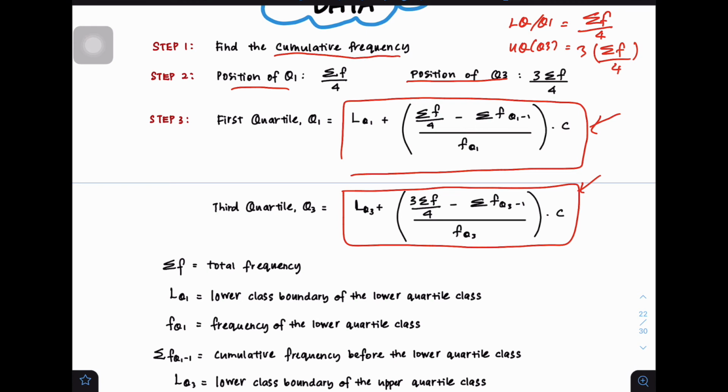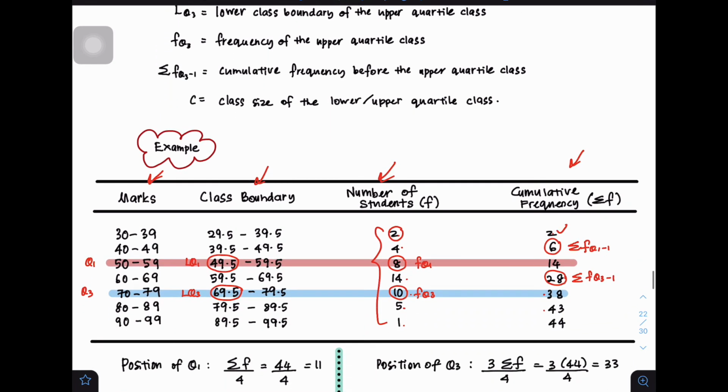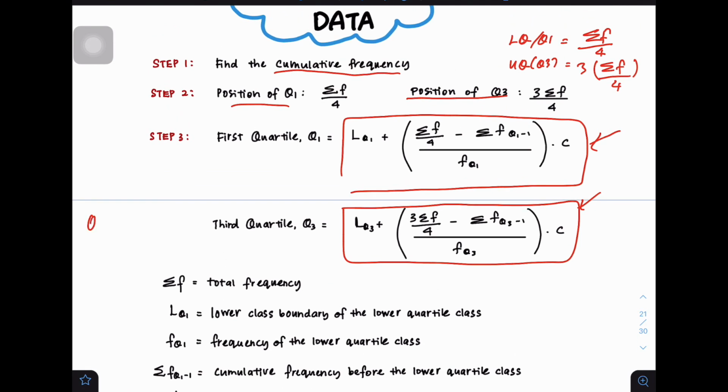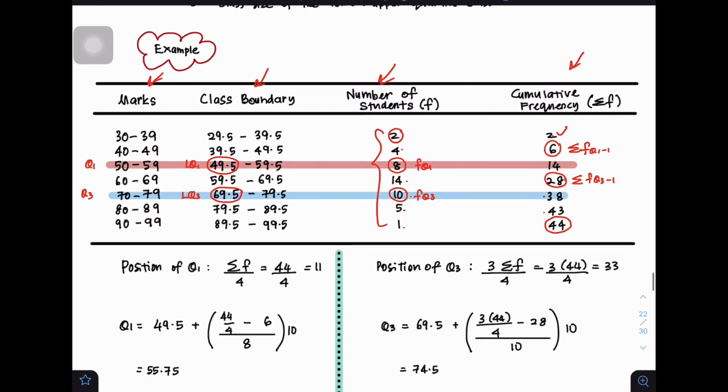Okay, contohnya untuk quartile 1, okay, frekuensi kita, total number of frequency is 44. So untuk position quartile 1, jumlah frekuensi bahagi 4. So jumlah frekuensi kita bahagi 4. 44 bahagi dengan 4. So quartile 1 berada pada kedudukan di data yang ke-11. So data yang ke-11 dekat mana? So kalau awak tengok dekat sini, data awak ada 14. So data yang ke-11 berada di sini. So ini kita panggil sebagai quartile 1 class. Awak kena tanda. Sebab this is important untuk awak gunakan formula untuk mencari Q1.